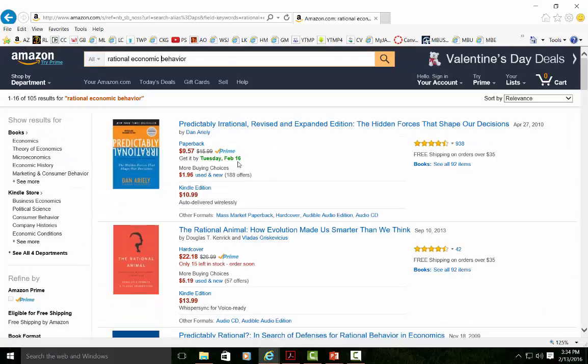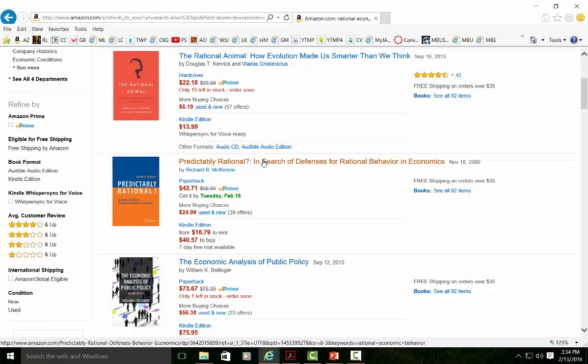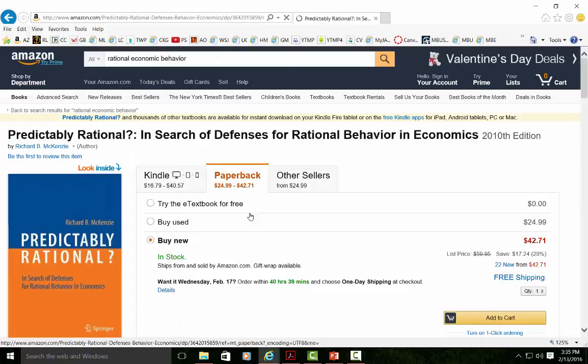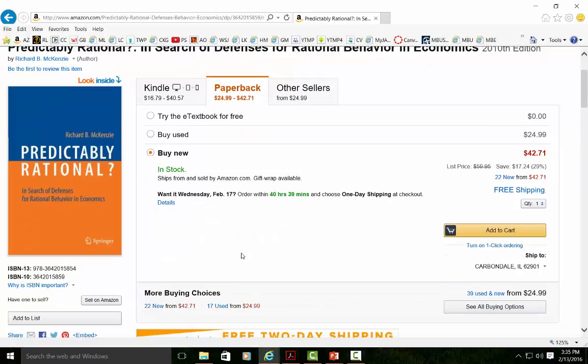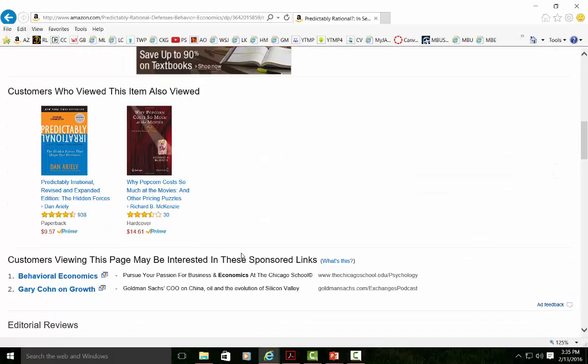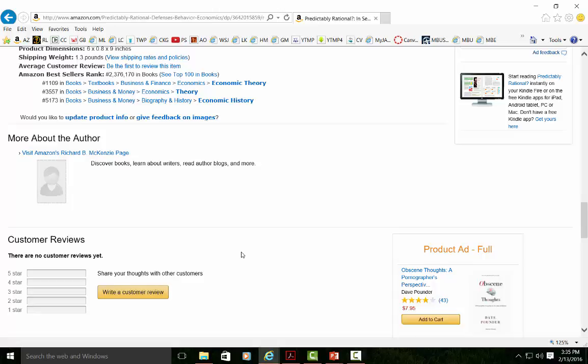Ah, here we go. So Richard McKinsey, you can see this one is Predictably Irrational. This one is Predictably Rational, and this would be a defense of the traditional economic position, and this one is arguing against the position that you'll find in Predictably Irrational. So if you're interested and you want to delve more into it, as you can see on the screen, you can take a look at both of those books.